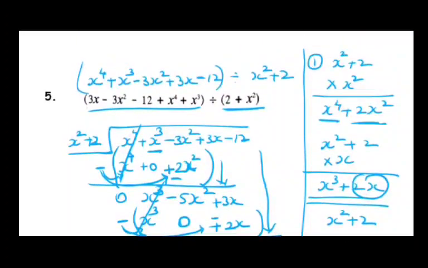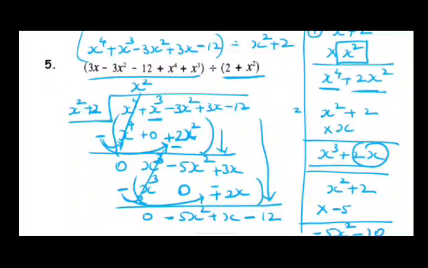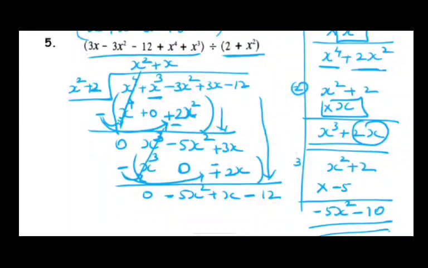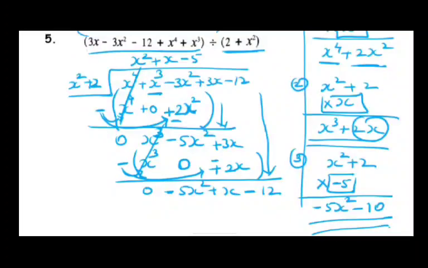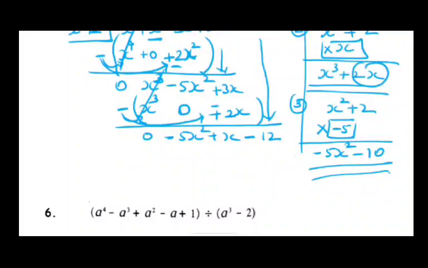Children, the biggest mistake that I've done is I've not entered any of my quotient. So this is my first quotient, which is x square. In my second step, this is my quotient, which is plus x. In my third step, this is my quotient, which is minus 5. So now let's continue. I've already entered minus 5. Here I will enter minus 5x square and minus 10 right here.